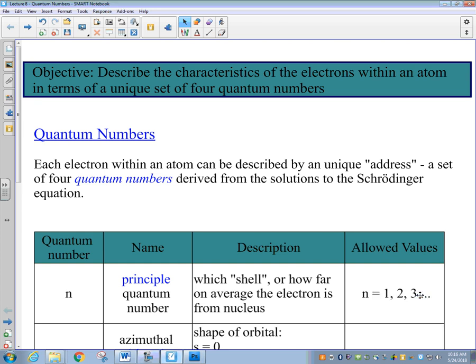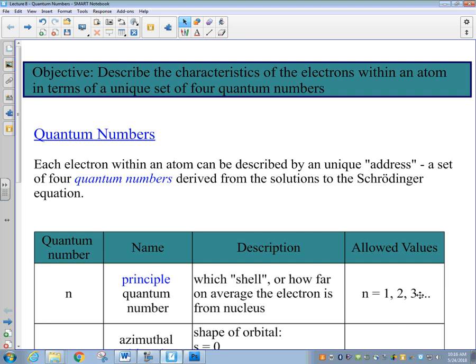All right, ladies and gentlemen, welcome to the last lecture in our discussion of atomic theory here. This is our discussion of quantum numbers. The purpose of this lecture is to be able to describe the characteristics of electrons within an atom in terms of a unique set of four quantum numbers that are derived from the solutions to the Schrodinger wave function equation.